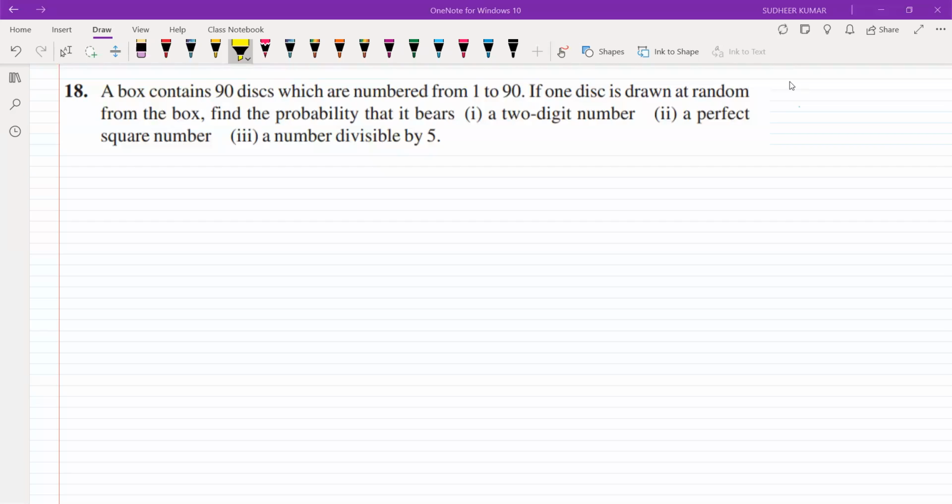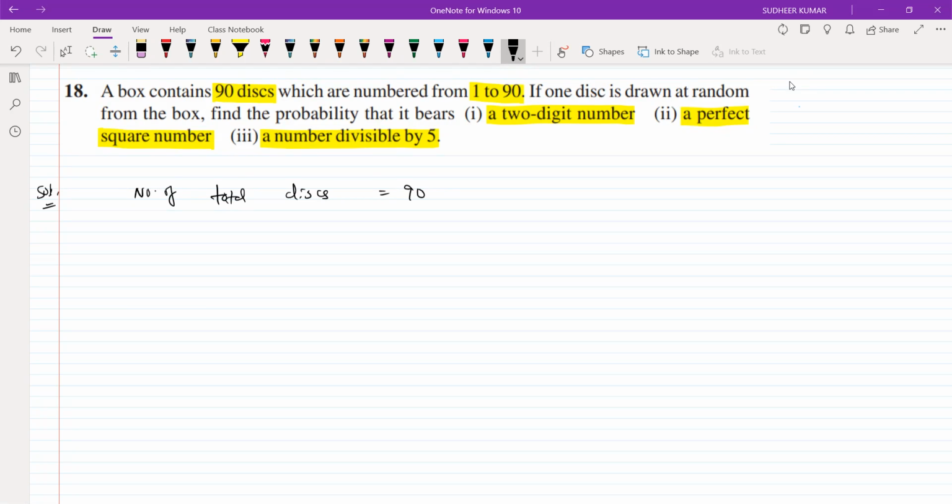Okay. So in the 18th one, a box contains 90 discs, which are numbered from 1 to 90. If one disc is drawn at random from the box, find the probability that it bears: the first is a 2-digit number, the next is a perfect square number, and the third is a number divisible by 5. So total number of discs, how many are there? 90. Number of total discs are 90, numbered from 1 to 90.